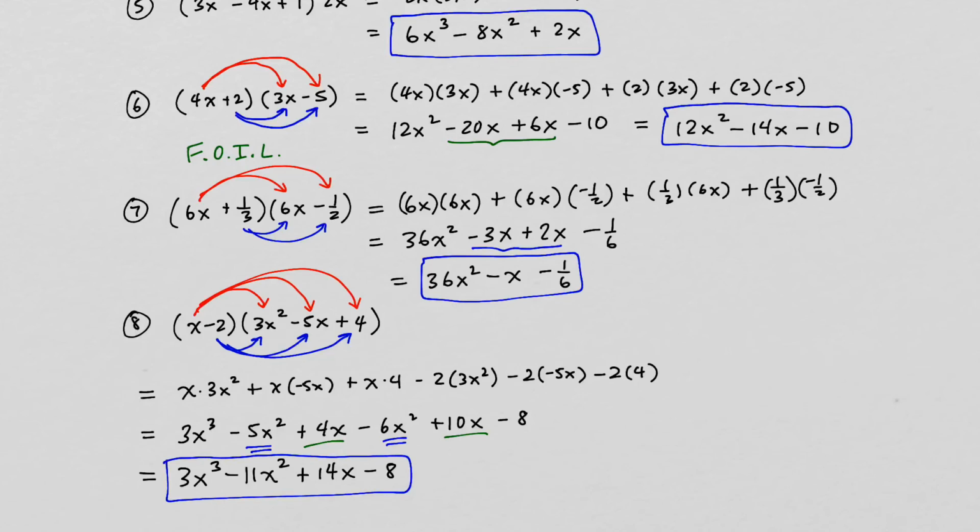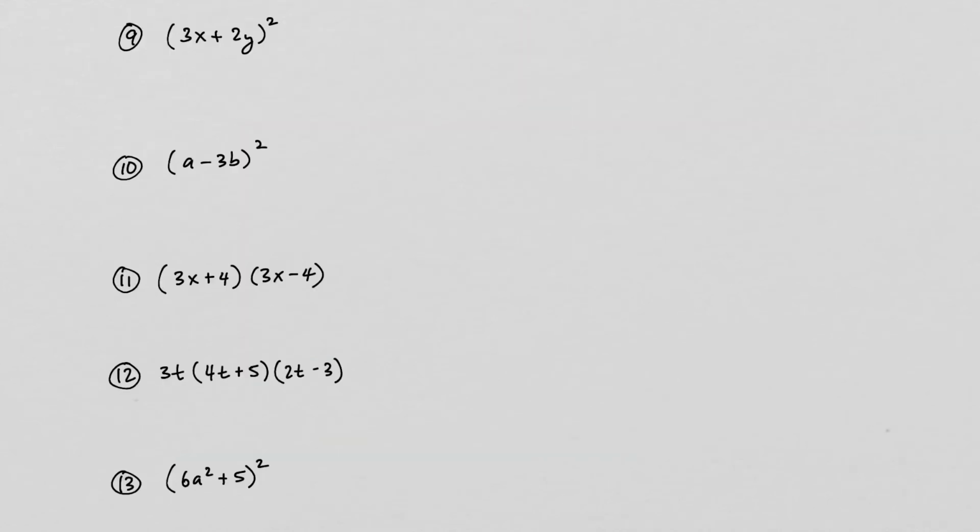All right, let's try a couple more. So on our last slide here, we have some special multiplication. And it's not really that special, to be completely honest. But when you have a binomial raised to the second power, we need to remind ourselves that this means we multiply that binomial by itself. That's the definition of squaring something.